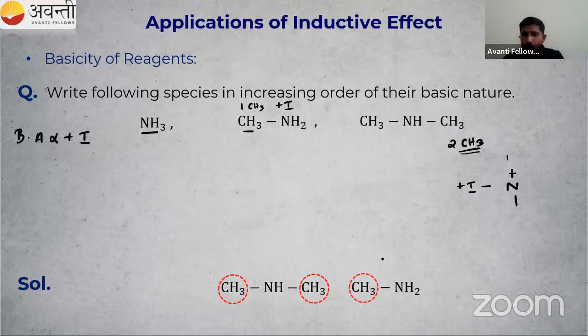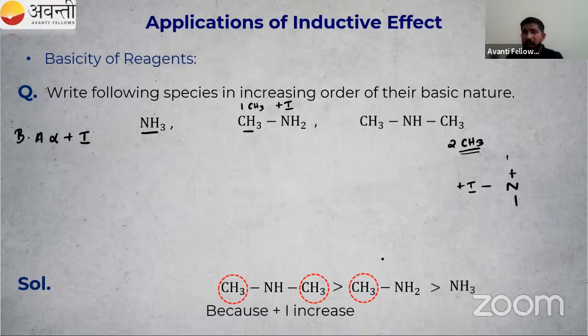What about the next one? Only one CH3, so it will also give, but not that much. That is the second one. The last we have NH3. There is no CH3 group, no group showing plus I effect. So the stability of the conjugate acid is very low, and the reason is the plus I effect. So this is the least stable, with the least basic strength. That is our NH3. Is that okay for you? Then the applications of inductive effect, which are the applications of inductive effect.